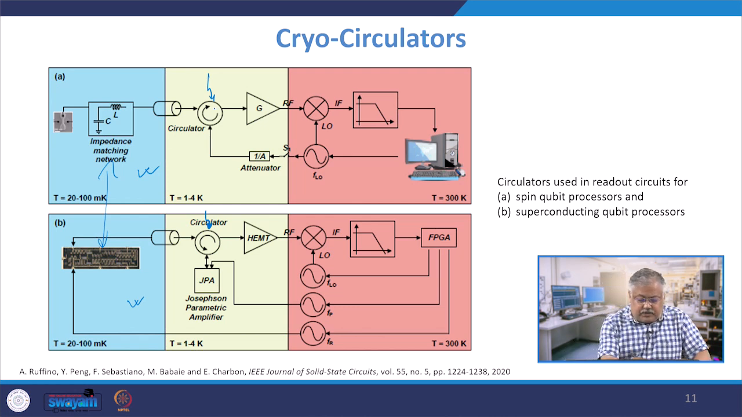So, this is one example of a circulator here. This is another example of a circulator in this case. This is an amplifier, a single stage amplifier or multiple stage amplifier.